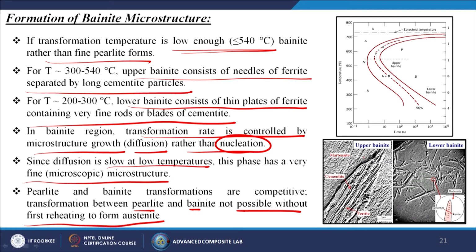So, this is known as the upper bainite structure, where we can see the martensite, cementite and the ferrite, and this is the lower bainite, where we can see the martensite looks like this, cementite is in these shapes and ferrite is in this confinement.